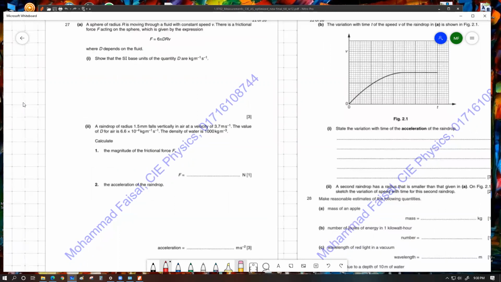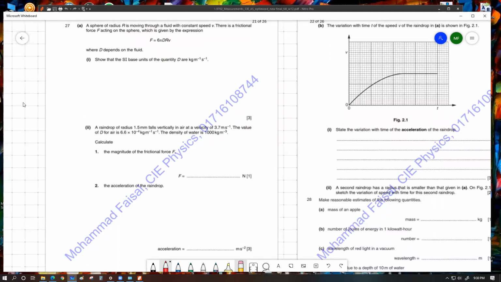Now, the acceleration of the raindrop should be shown. Let me show you the diagram first so that it makes sense. If this is the raindrop, it has a vertically downward force working on it, which is W equals mg, and there must be an upward force, which is the air resistance. So let's say this is the frictional force, small f. The resultant force should be obtained from W minus the frictional force.